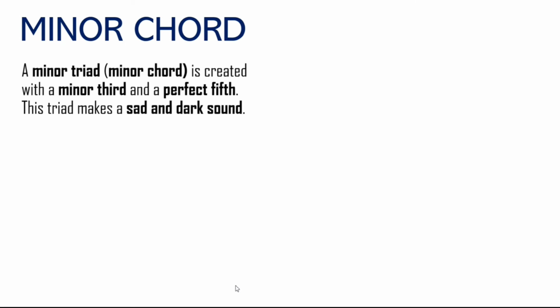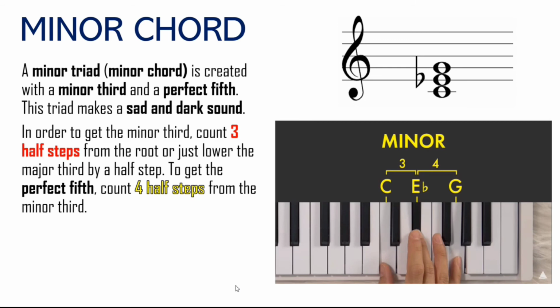A minor triad, or a minor chord, is created with a minor third and a perfect fifth. This triad makes a sad and dark sound like this. In order to get the minor third, count 3 half steps from the root, or just lower the major third by a half step. So again, if the root is C, we need to start counting in C sharp. 1, 2, and 3. So there you have it. Our minor third is an E flat.